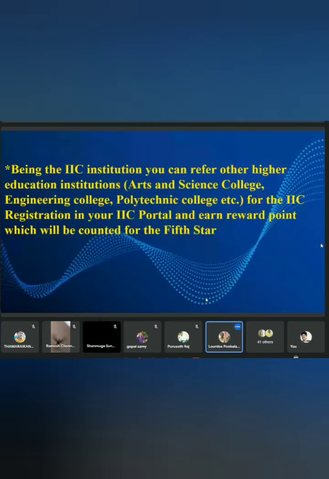Okay. So being the IIC institution, you can refer other higher education institutions also. Say for an example, arts and science colleges in your vicinity, or engineering college, or polytechnic college. All right. All these things are considered as higher educational institutions. So you can introduce all the higher education institutions for the IIC registration. So for this also, they have given some requirement. Okay. If you refer other higher educational institutions for the registration of IIC, then we will get some reward point that will be counted for the fifth star. This is for referring other institutions for the IIC registration. This is another important activity of the IIC.